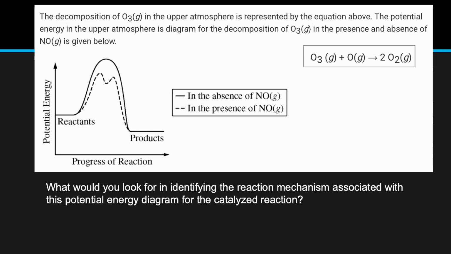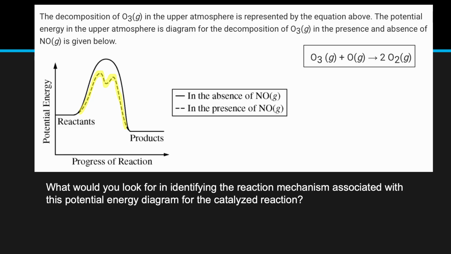All right, for this example, it says the decomposition of ozone in the upper atmosphere is represented by the equation below. O3 plus O reacts to form 2O2. Below, we are given a potential energy diagram with the decomposition of ozone in the presence and the absence of NO. And we can see from the key, our solid line is going to be in the absence of NO, and our dotted line is going to be in the presence of NO.